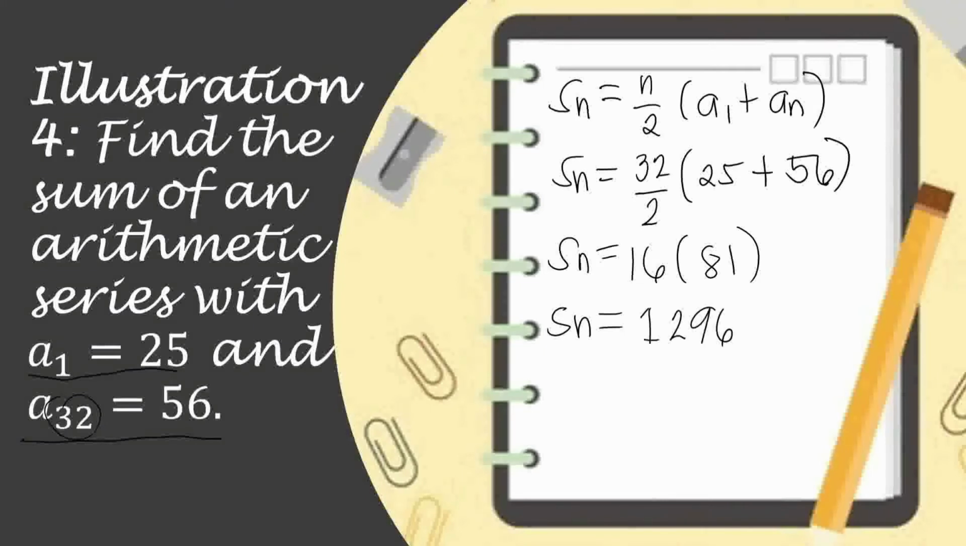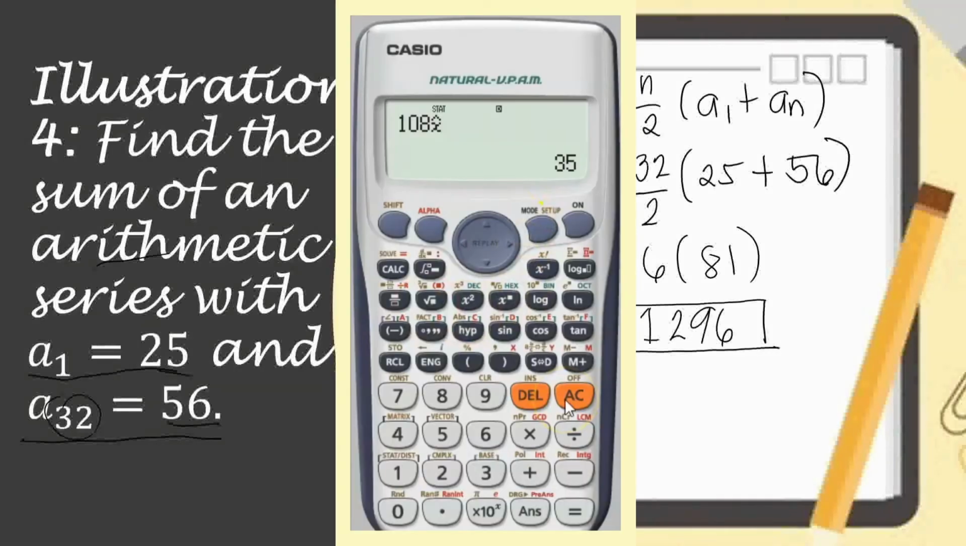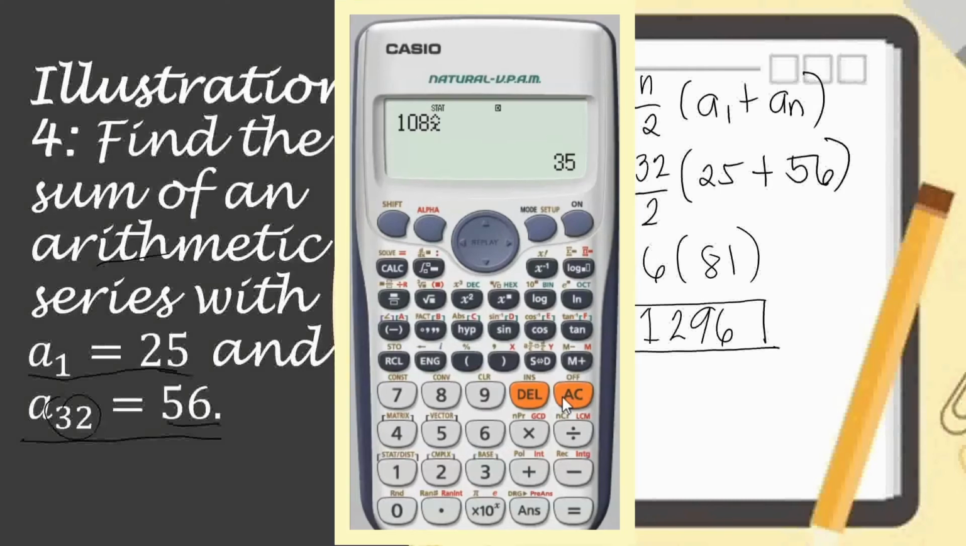So, yung sum daw ng arithmetic series from a sub 1, which is 25 to a sub 32, yung pang 32nd na term is 56. So, ito daw yung total nila. So, next problem, find the sum of the arithmetic series with a sub 1 is equal to 25 and a sub 32 is equal to 56. So, dito, series, so meaning hinahanap natin yung sum or yung total sum nung yung first term hanggang 32nd term.